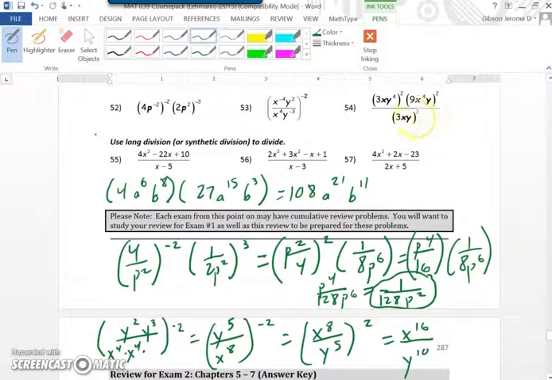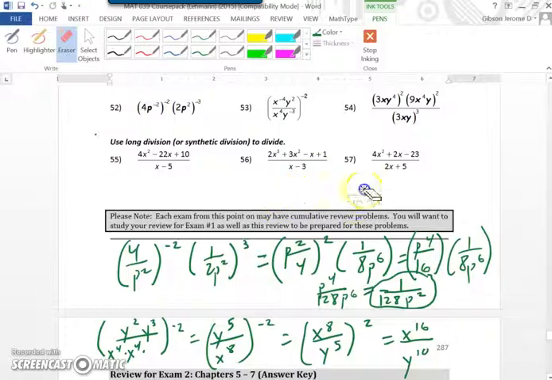Now, problem 54. What we could do with problem 54 is this here. We would square these parentheses and then multiply them and then divide. So, if you all watch closely, let's square this first. 3 squared is 9. X to the 1st to the 2nd is x squared. Y to the 4th to the 2nd is y to the 8th. And that would take care of this exponent here.